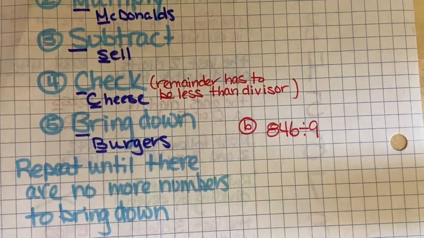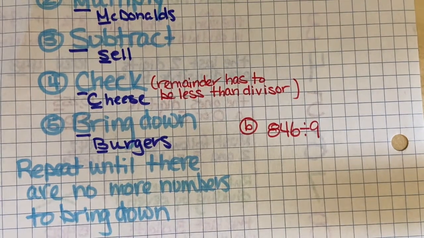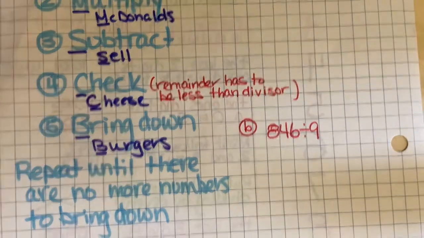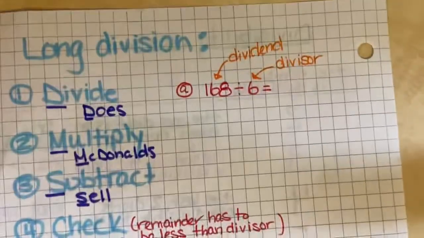Now this is only if they go in evenly. That's not doing a decimal or a repeating decimal. So these will all go in evenly. How would I know this? Because I know my divisibility rules.